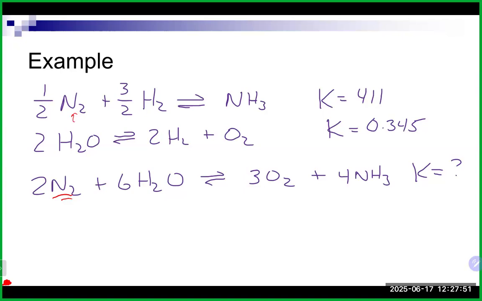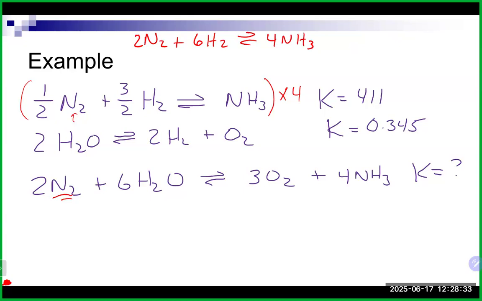The deal here, though, is I need 2 of them. I have a half, bless you. So I don't need to do any reversing of the first one, but I do need to multiply it by a number to get me 2. And in that case, I actually need to multiply by 4. I'm going to rewrite it up here. So that's going to give me 2N2 when I multiply that by 4, plus 12 divided by 2, which is 6H2, and 4 times 1 is 4NH3.